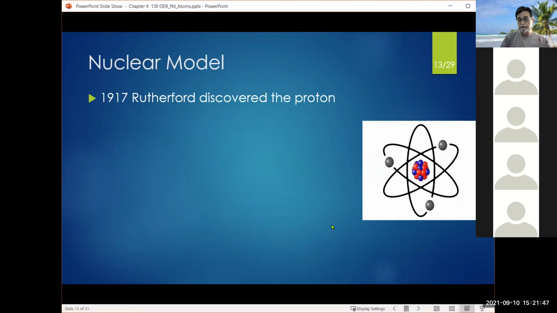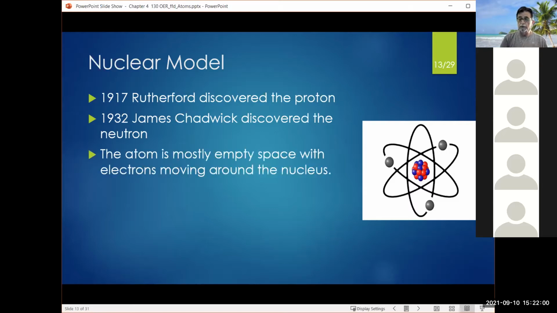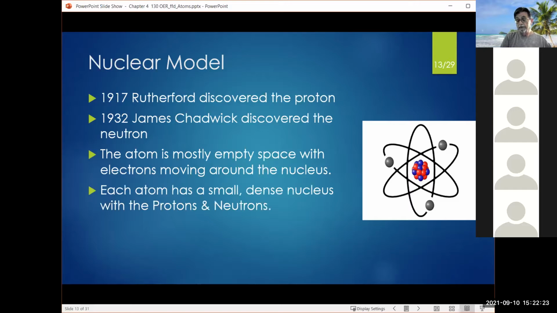And so 1917 is the proton for Rutherford. It wasn't until the 30s, in 1932, that the neutron was actually discovered, and that was by James Chadwick, okay? So our model at the time, very similar to that diagram, has the nucleus, which consists of the proton and the neutron, and then the electrons orbiting around the nucleus, okay? But we also learned that the atom is mostly empty space, and very empty space.